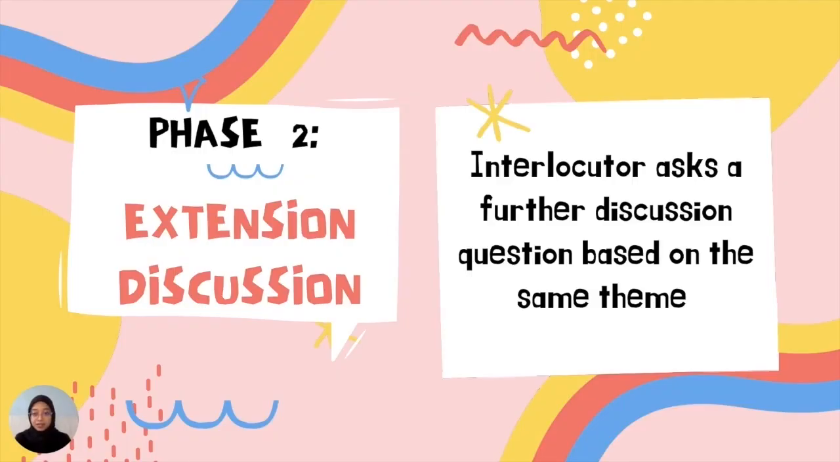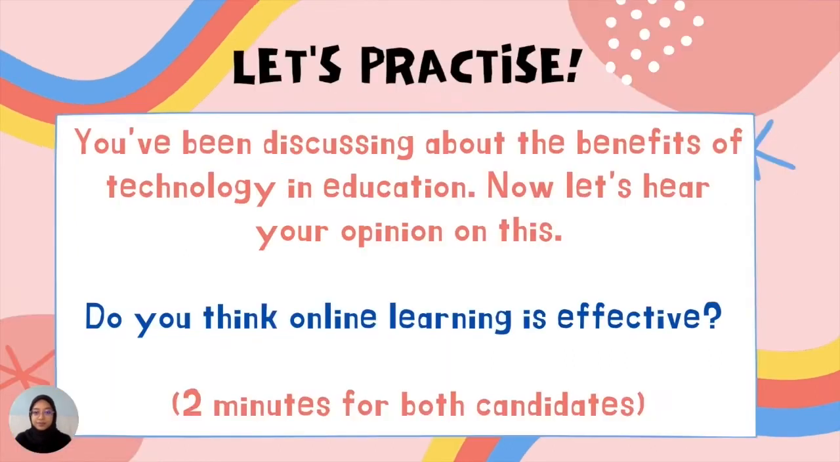Finally, in the last phase of the discussion, the interlocutor asks further discussion questions based on the same theme. In the follow-on further discussion questions, the emphasis is on providing an opportunity for candidates to use more speculative language and justify and elaborate on your opinions. You are not required to agree, it's all your say. This is one example of the final discussion task, which is a more general question related to the discussion topic.